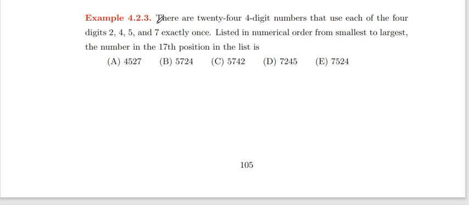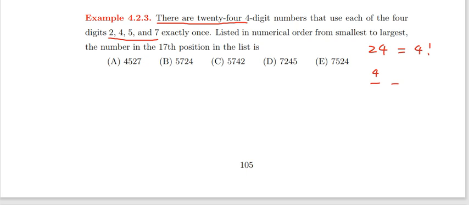Okay, so this problem says there are 24 four-digit numbers that can be made from these digits. Why is it 24? Because 24 is 4 factorial, right? For the first position we can pick one of them, so we have 4 choices. Could it be 2? Could it be 4? Could it be 5? Could it be 7? So 4 options, right?